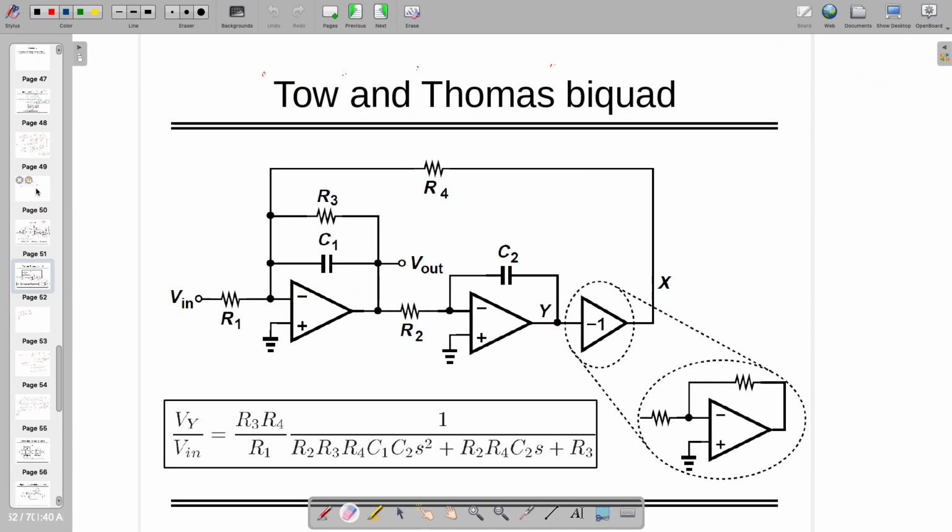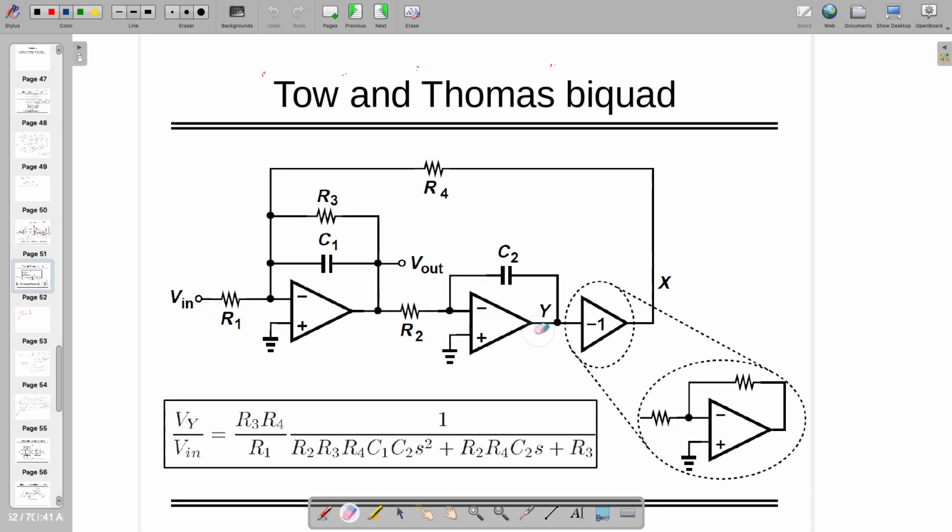So now what Toe and Thomas is saying, if the entire world is differential, we are not going to have one input and one output. We are going to have two inputs and two outputs. That's the normal thing. You cannot have single-ended every time. You will always have one plus and one minus, and both are 180-degree phase shifted. This is the reality.